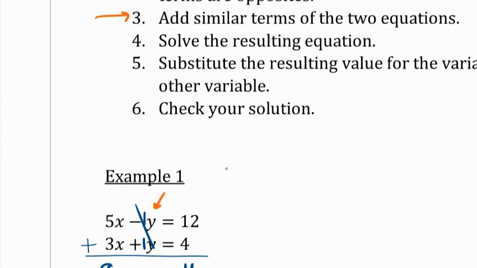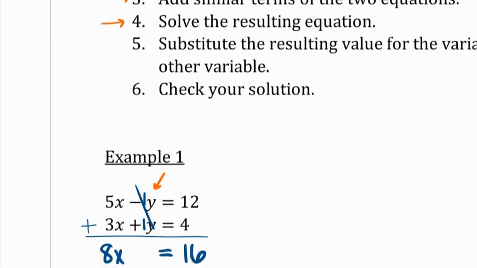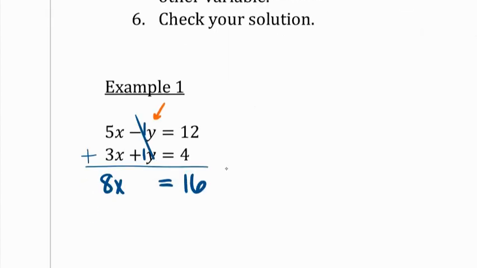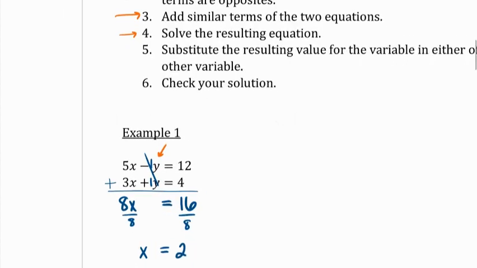Step number 4 then is we're going to solve the resulting equation. So what we have left here is 8x equals 16. So to solve that, I'm going to divide both sides by 8. So then we get x equals 16 divided by 8 is 2. So I've got one of my solutions, right?